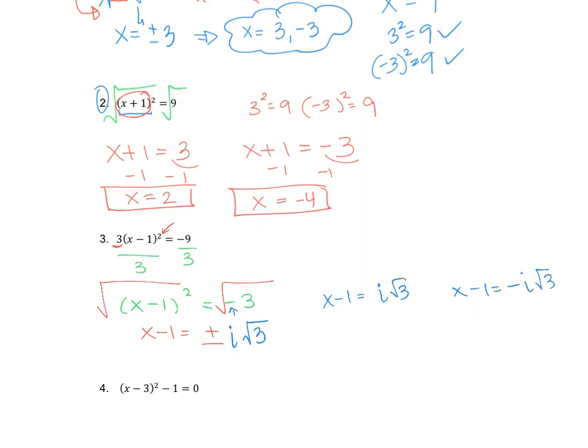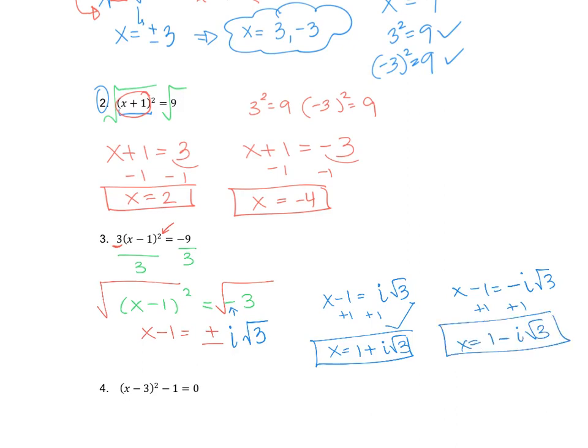Now we still need to solve for x, so I'm going to add 1. These cannot combine because they're not like radicals, so we're going to have 1 plus i radical 3. And same on the other side, add 1, we get x equals, but this will be 1 minus i radical 3. So what some people like to do is just write it all at one time, and so you can see over here, if I add 1, we get x equals 1 plus minus i radical 3. So you can write it either way.